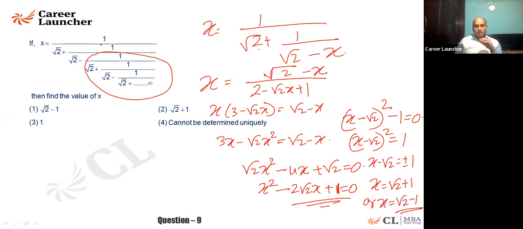Now listen here. It cannot be root 2 plus 1. Try to understand this value. 1 upon root 2 plus something. So I'll say it is root 2 plus something. This value will be coming out to be what? This value will be coming out to be less than what? Root 2 plus 1. I know in the denominator it is root 2 plus something, which will not be equal to root 2 plus 1. So it has to come out to be root 2 minus 1 as your answer. So the answer will come out to be root 2 minus 1.